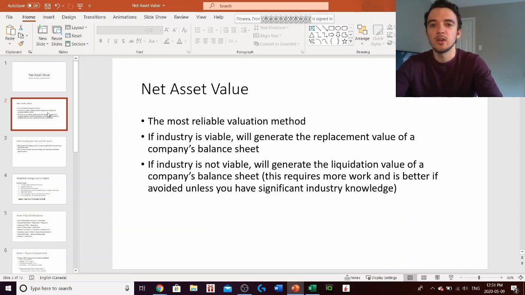But if you're going to be valuing a company that's in an industry that is not viable, you should have significant industry knowledge because the liquidation value of assets is very different from the replacement value. And the reason why is because the assets are not going to be generating returns at the same rate that they used to. So it takes somebody with significant industry knowledge to be able to value those assets. So for that reason, you should probably stay away from valuing companies and industries that are not viable.